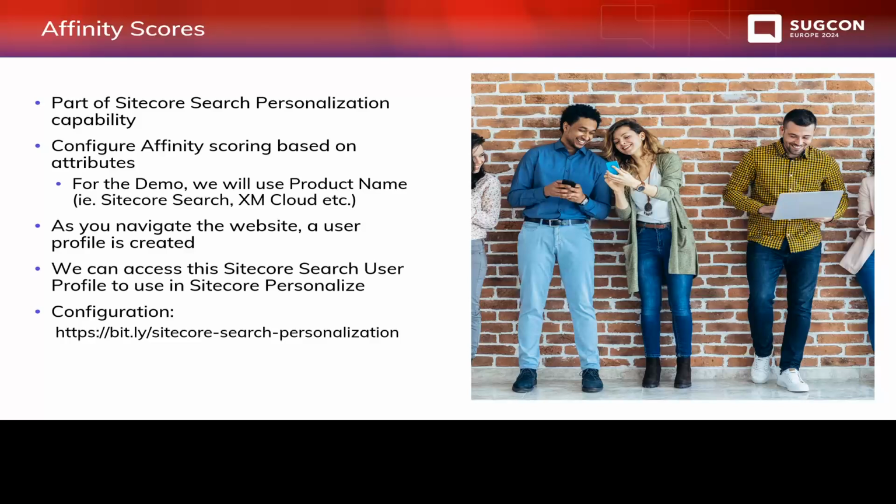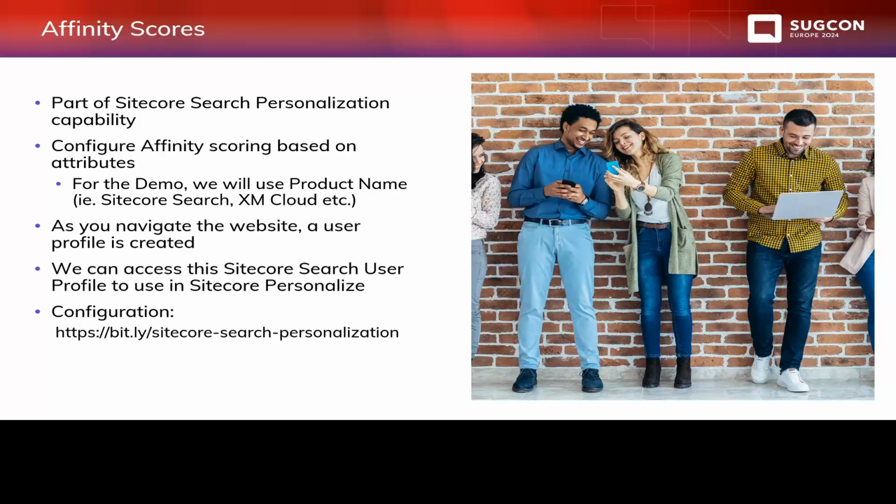So if the user is viewing a lot of those types of pages, maybe they really like blog content, this leads to the algorithm boosting the search results for blogs. And so it's kind of saying you have an affinity to whatever that attribute is for Sitecore Search.